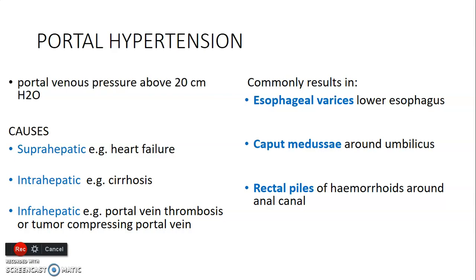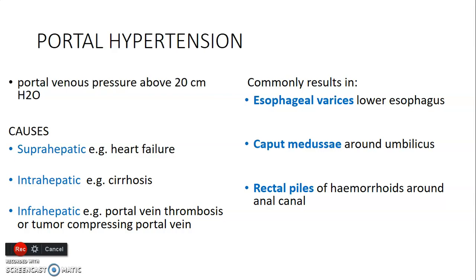So suprahepatic, like in heart failure; intrahepatic, like in cirrhosis of the liver, which is fibrosis of the liver caused by different things; and intrahepatic causes like thrombosis of the portal vein. So this site of portocaval anastomosis will have dilated tortuous veins, and usually they are weak and they can bleed. For example, esophageal varices.